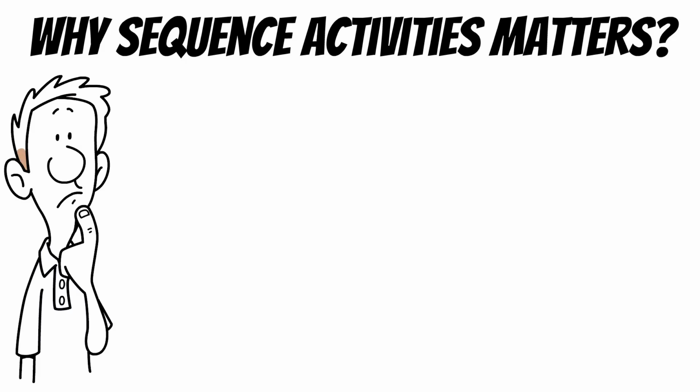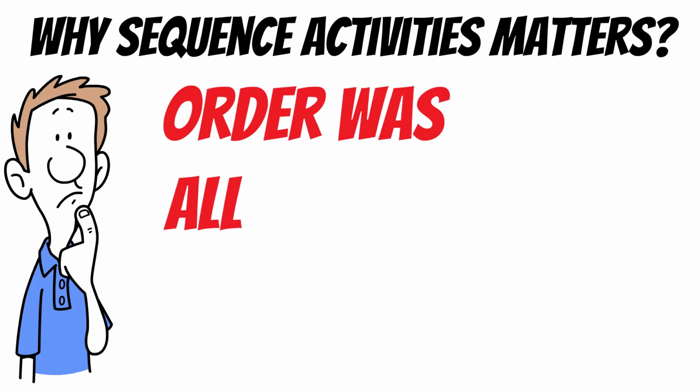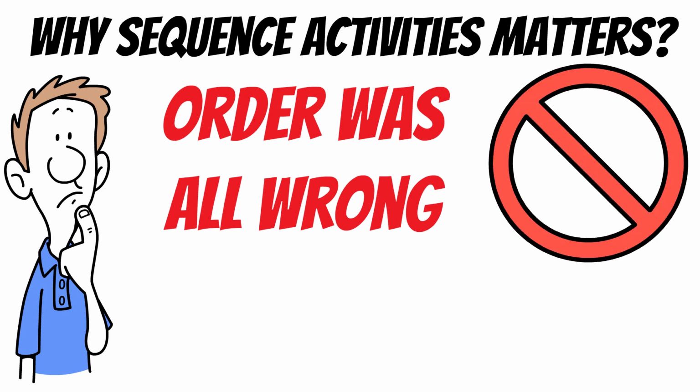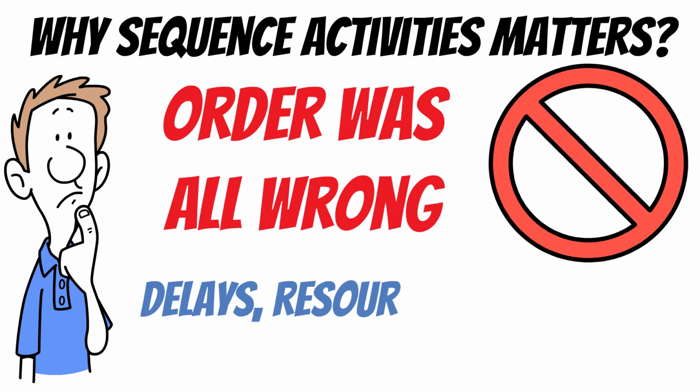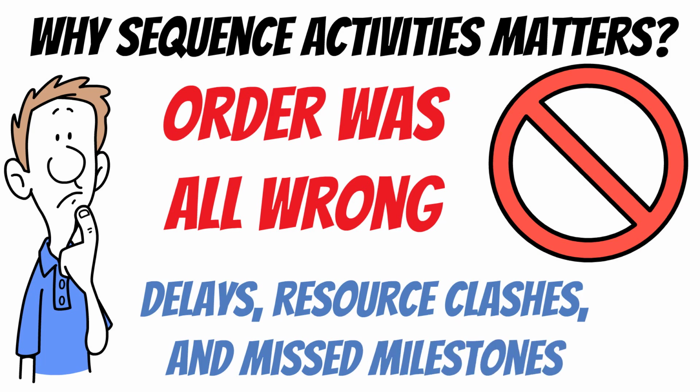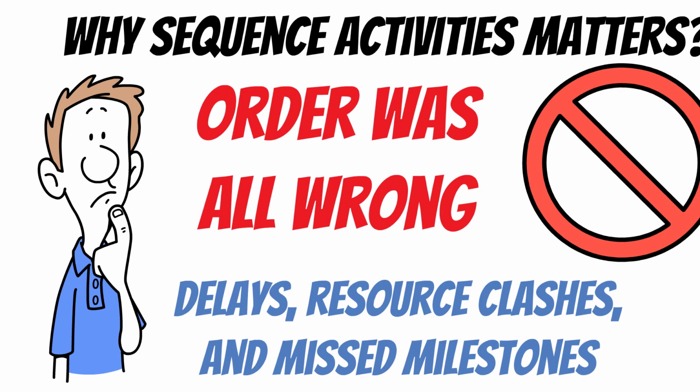Why sequence activities matters? Because projects don't fail because the tasks weren't on the list. They fail because the order was all wrong. If you don't get the dependencies right, you'll run into delays, resource clashes, and missed milestones. Sequencing activities gives your project rhythm and structure.